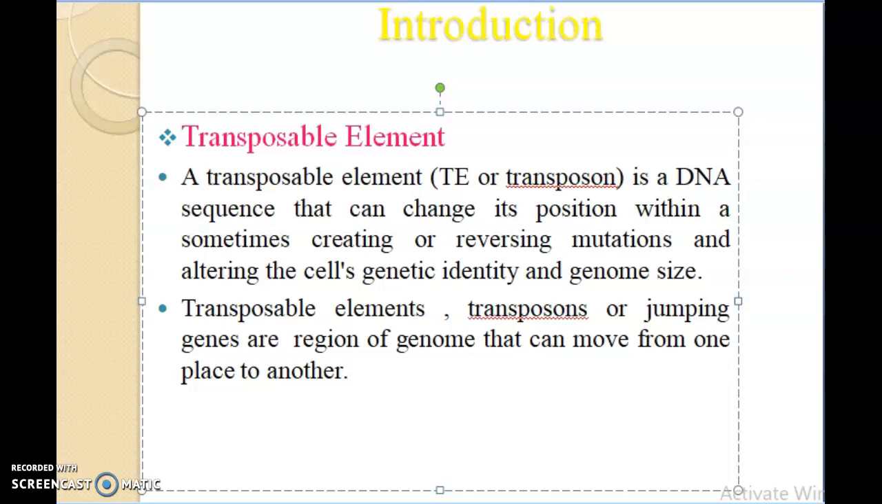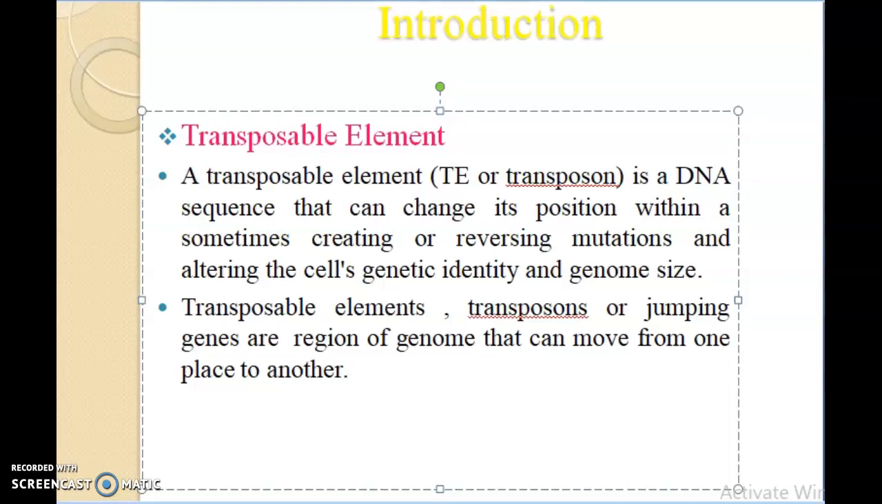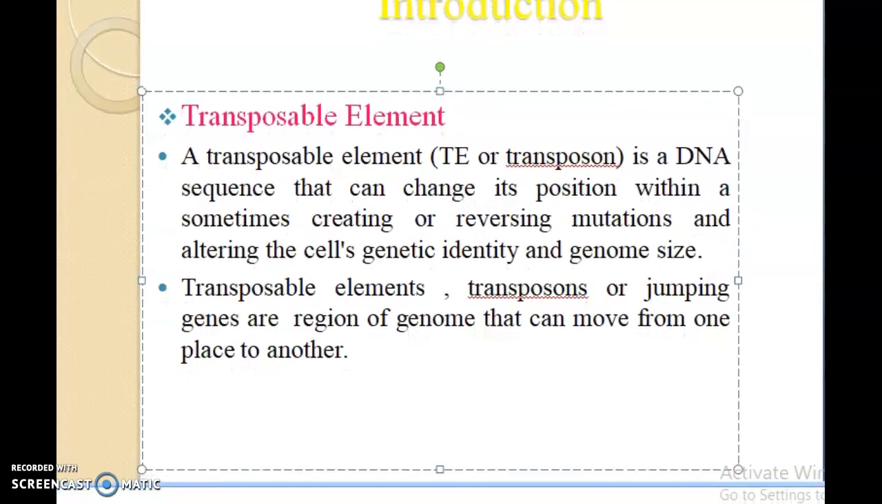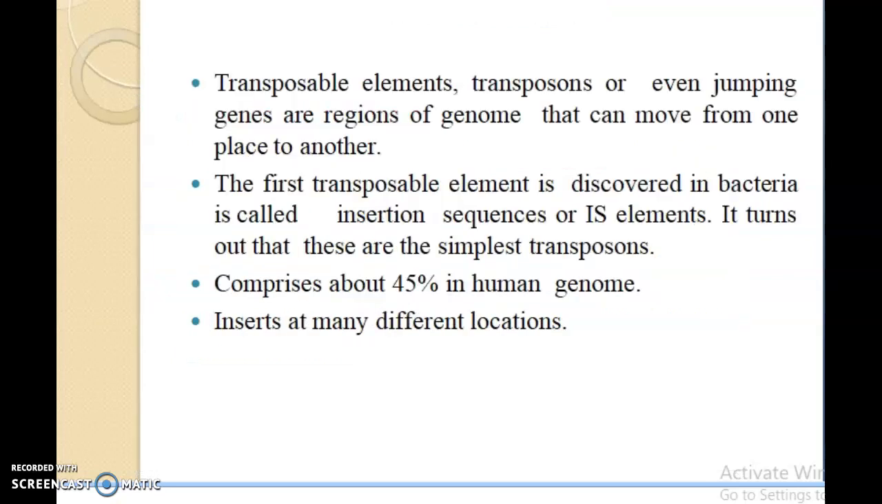They are assigned to one of two classes according to their mechanisms of transposition, which can be described as either a copy-paste mechanism or a cut-paste mechanism. In the human genome, 40% is made up of transposons. The first transposable elements discovered in bacteria are called insertion sequences, or IS elements. It turns out that these are the simplest transposons.